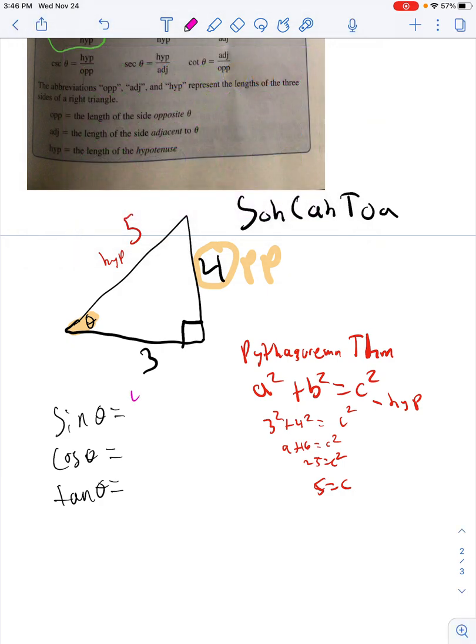So for sine, it's opposite over hypotenuse. That's going to give me 4/5. Cosine is adjacent over hypotenuse, which is going to give me 3/5. And tangent is opposite over adjacent, which would give me 4/3. Okay, going to move on. But again, you could also flip those and find cosecant, secant, cotangent.